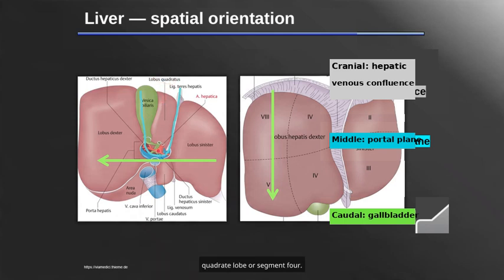or segment 4. Here on the opposite side is our popular caudate lobe, and then the entire right liver, everything to the right of the gallbladder and the vena cava. That means this boundary here, the vena cava gallbladder line, is the actual boundary between the two halves of the liver.